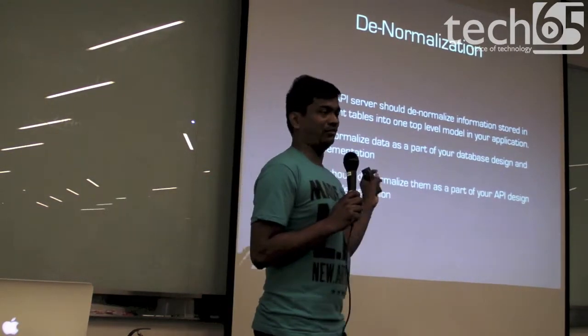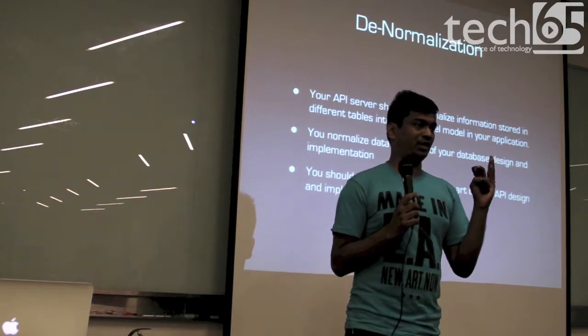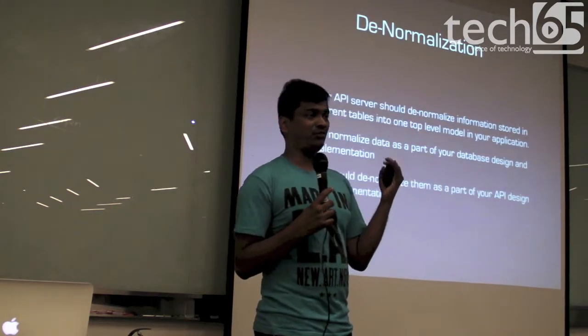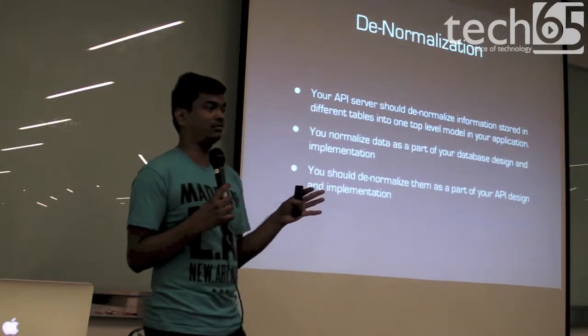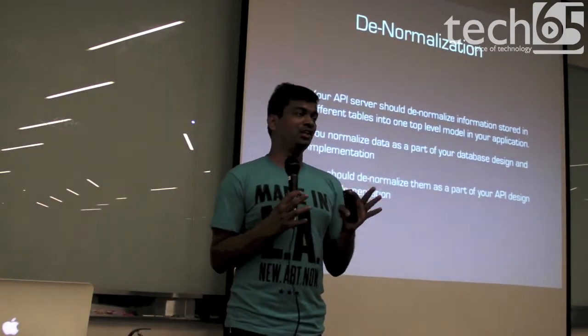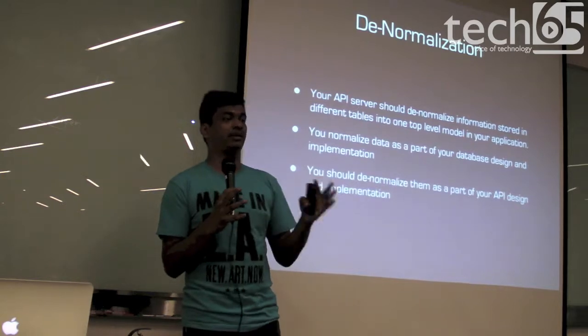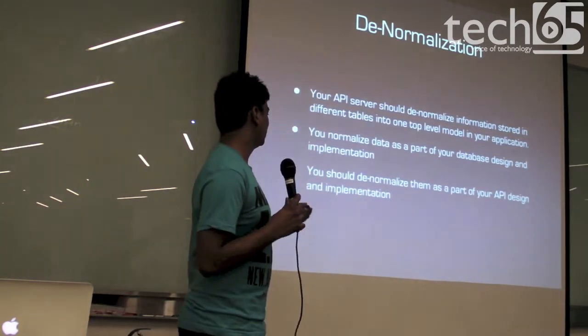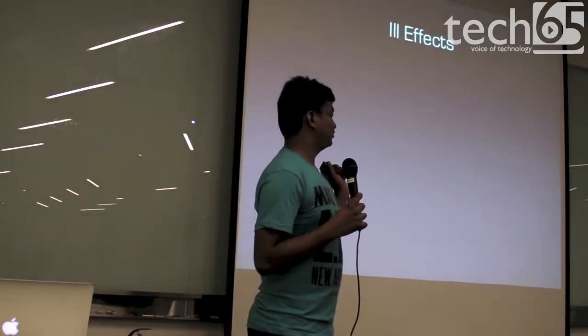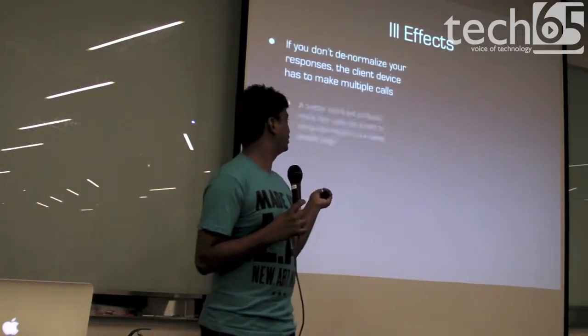But most of the good, well-developed APIs like Facebook Graph API or Twitter's API, Foursquare or app.net API, they do denormalization of their API. API denormalization is as important as your database normalization. It's the reverse process of database normalization, right? If you don't do it, this happens.